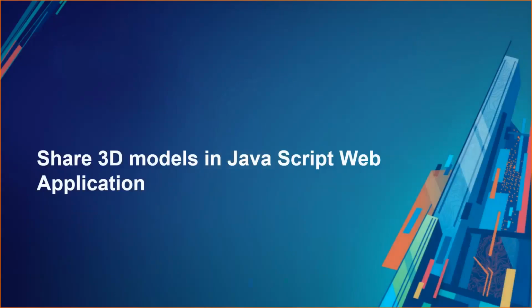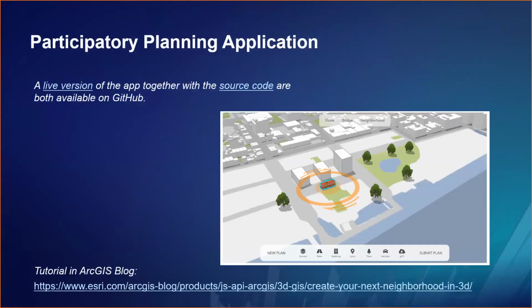If anyone in the audience today is a developer and you don't have access to a license for ArcGIS Urban, well, no worries. This section of the webinar is for you. In this section, we will show you how to build a participatory planning app. Participatory planning is an interactive 3D web application that enables citizens to participate in urban planning and design in their community using the ArcGIS API for JavaScript.